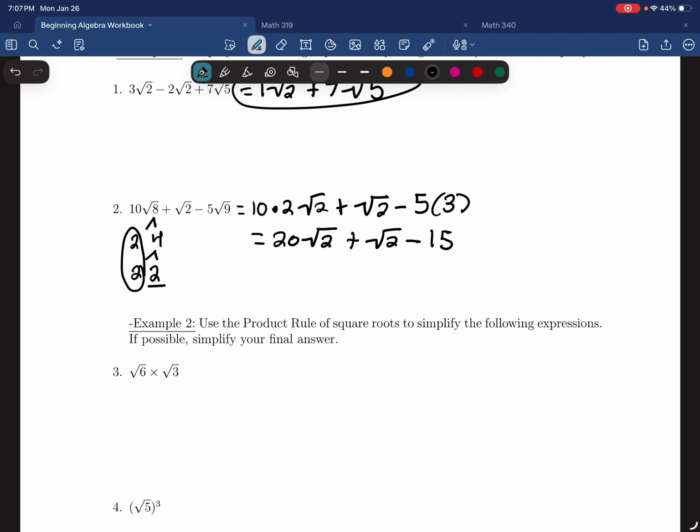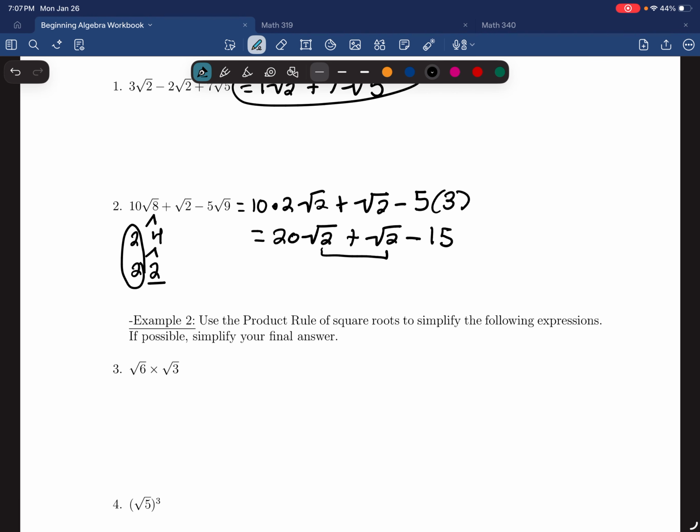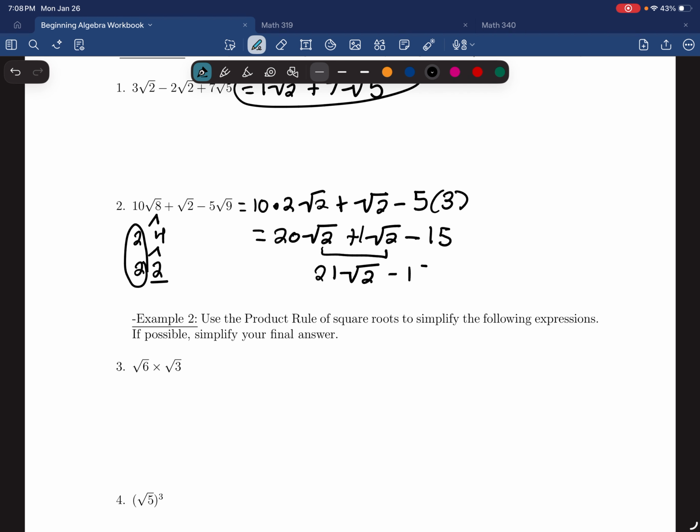And now we can combine these two terms here, this 20 root 2 and this root 2, because they have the same square root of 2. So we're going to do 20, and then this is like a 1 here. So we're going to do 20 plus 1, which is 21 times the square root of 2, minus 15. And that's our final answer.